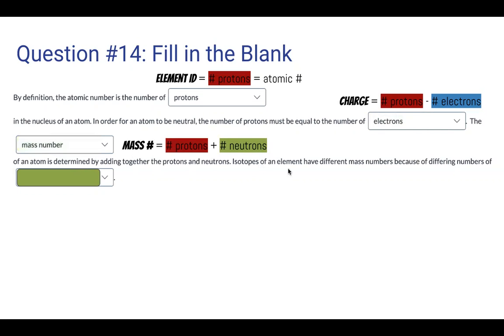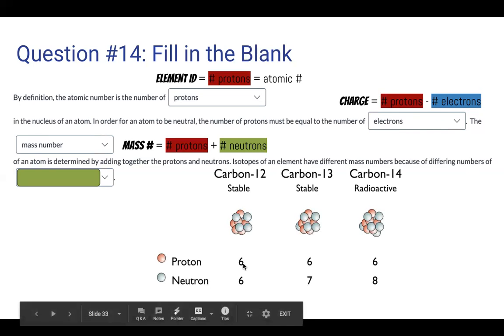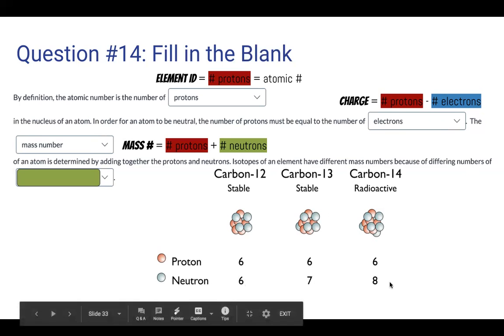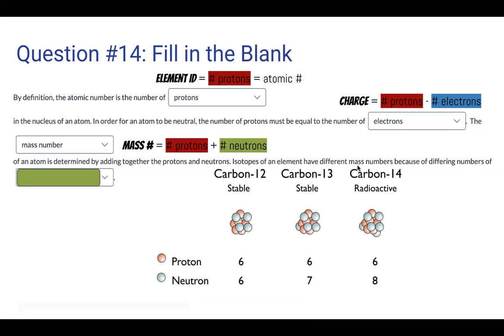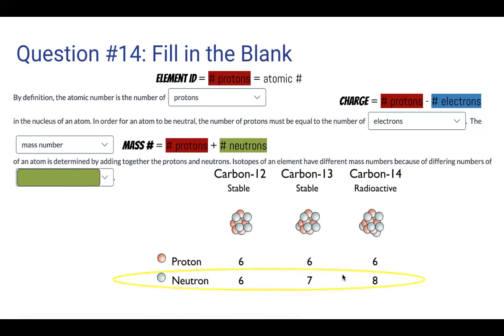And finally, isotopes of an element have different mass numbers because of the differing number of what? Well, if you remember that picture of carbon-14, they're all carbon, so they're all going to have 6 protons. What makes them isotopes of each other is the fact that they have different numbers of neutrons. That's what gives them a different mass number. So isotopes of an element have different mass numbers because of the differing number of neutrons.